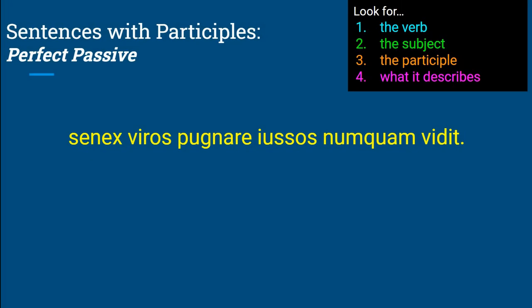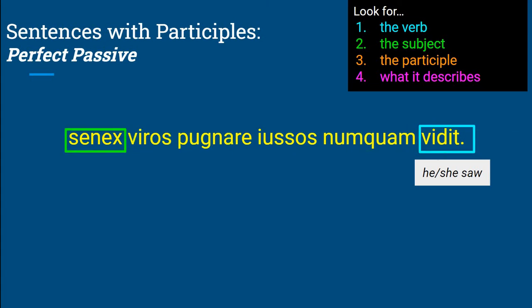Let's try a sentence with a perfect passive participle then. So we're going to follow the exact same steps. We've got more than one verb here, but we're looking for a main verb. Not a participle, not an infinitive, just a main verb. So it must be vidit. Perfect tense, third person singular. He or she saw. Our subject is going to be right at the beginning. It's our only nominative noun here. Senex, the old man.